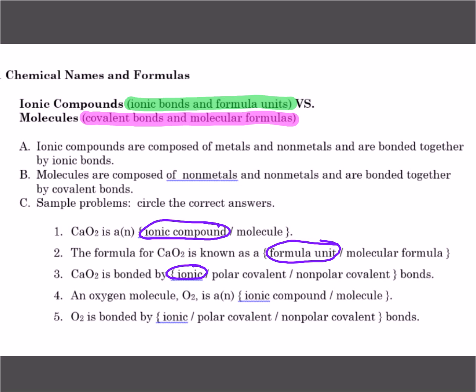An oxygen molecule is what? A molecule. That was a really silly question. O2 is bonded by what? Which one can we eliminate? It's not ionic, so it's either polar covalent or nonpolar, but it's the same element, guys, so what would it be? Nonpolar. Good.